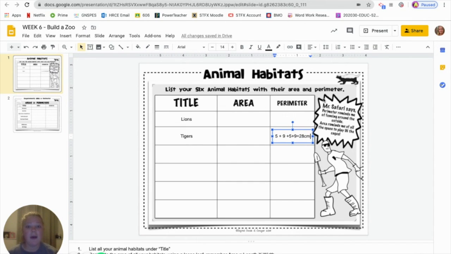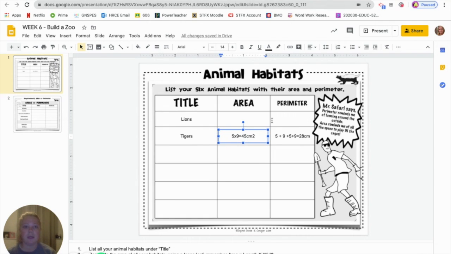Okay, now I'm going to do my area. The formula for my area is length times width. So I already have my numbers here. I just have to go 5 times 9, and I know that 5 times 9 is 45. And then I have to make sure I have my unit of measurement, so centimeters. And to do squared, we just put a 2.